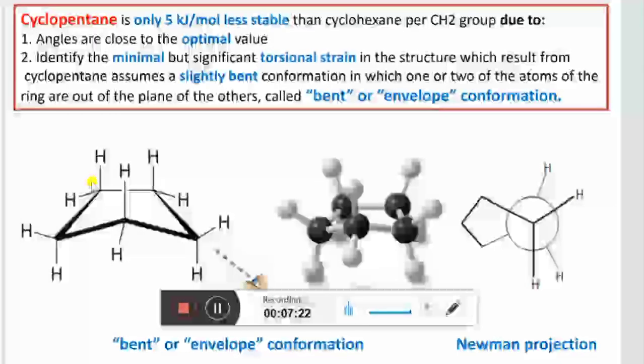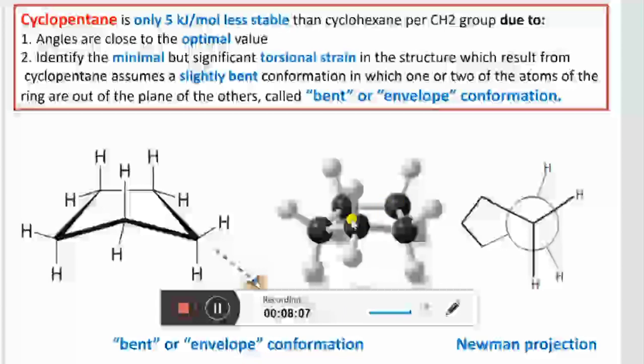In order to minimize the overall strain, the cyclic structure can push one or the other carbon out of the plane. So cyclopentane can do that by pushing one of the carbons out of the plane, and that will result in the envelope shape. You can see that in this 3D model. These four carbons are lying in one plane, and one of the carbons is lying above the plane. So it can relieve the pressure by just adopting this structure.